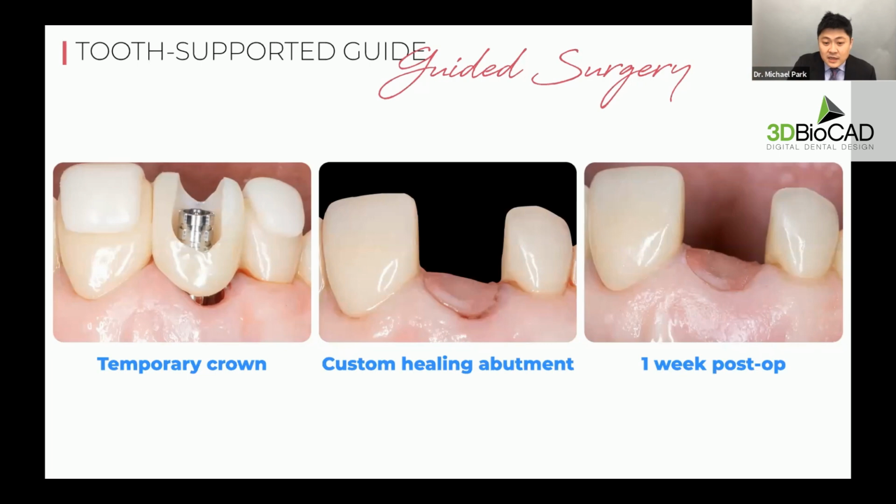If you look at the healing abutment on the distal buccal corner, you can notice that there's a small gap in that area. And this gap is left there intentionally. If you look at the 1 week post-op, the gum tissue has moved up coronally because we left that space. So now the free gingival margin of the two centrals will be symmetrical.